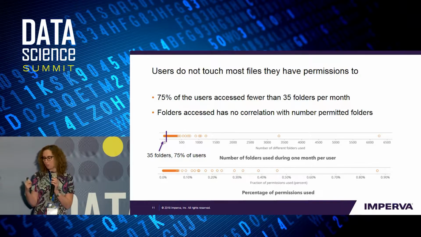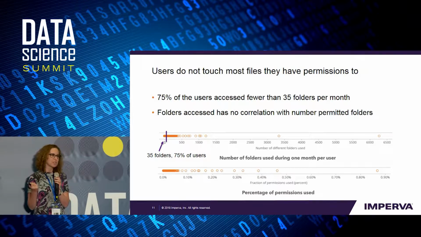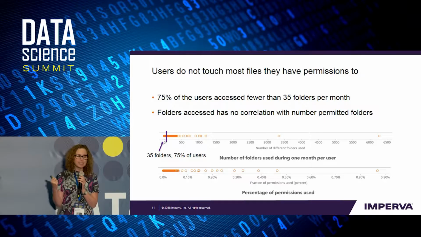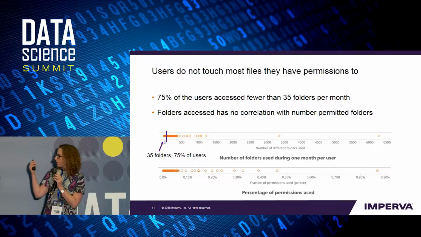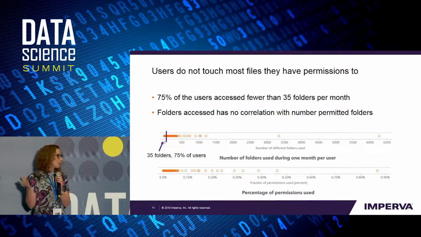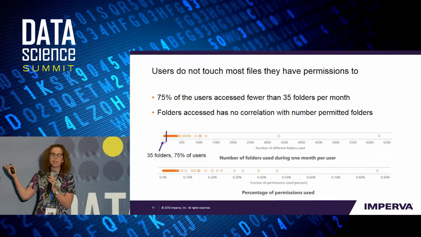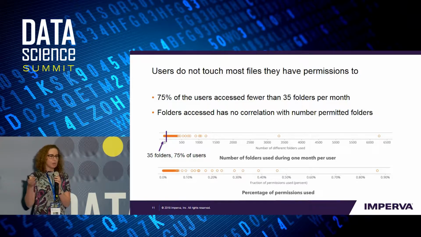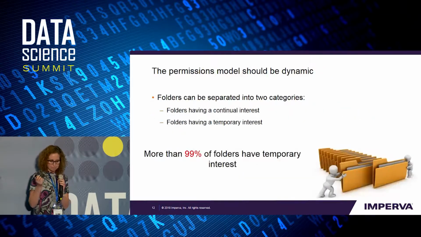I can even tell you more: 50% of the users access less than 10 folders each month. So in reality, we see that most of the users use less than 0.1% of the folders that they are permitted to access. So we have this permission model, which is far from being a tight model.